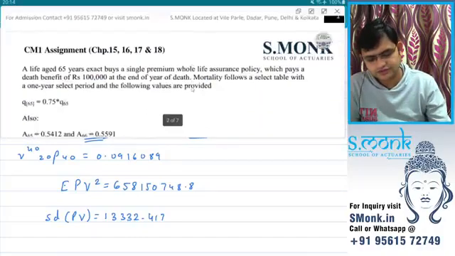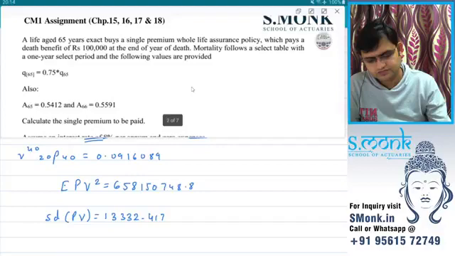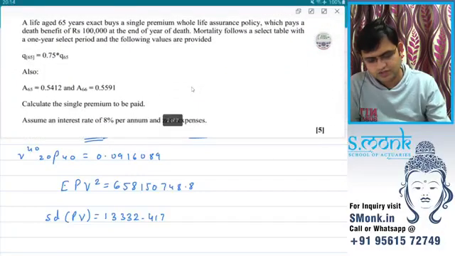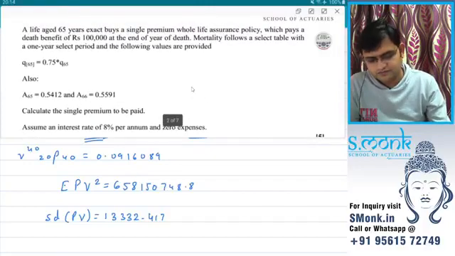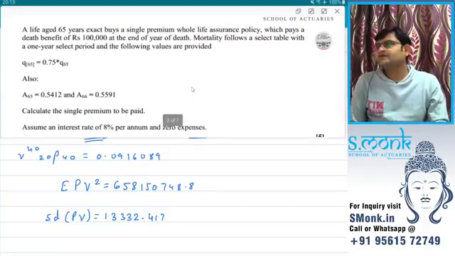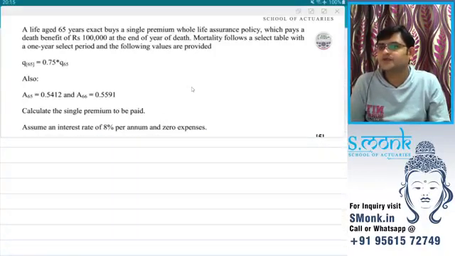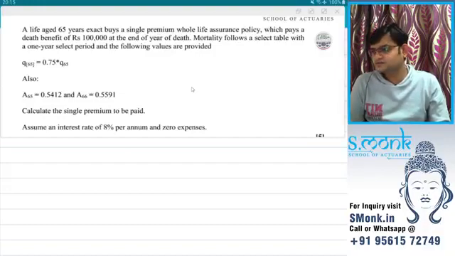Let's see question number 7. A life aged 65 exact buys a single premium whole life assurance policy which pays a death benefit of 100,000 at the end of the year of death. Mortality follows a select table with a 1 year select period and the following values are provided. Calculate the single premium to be paid.